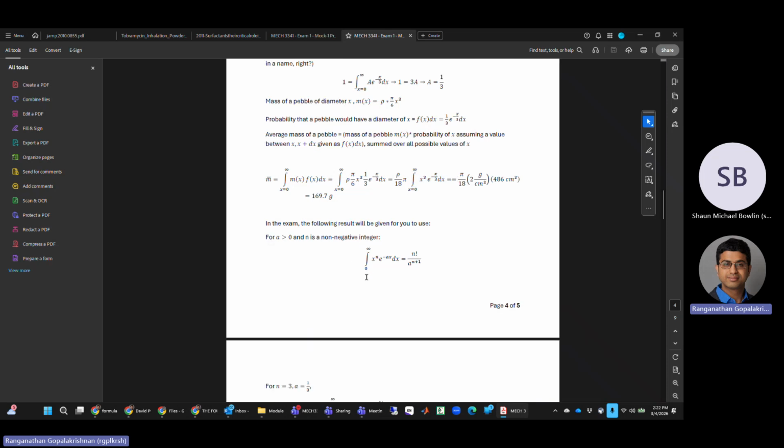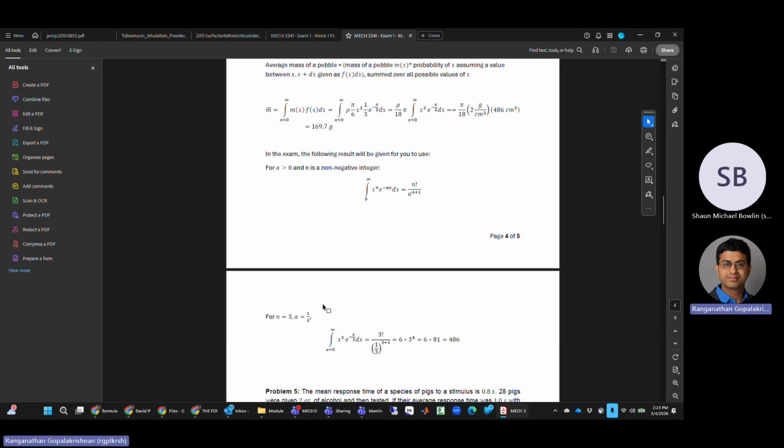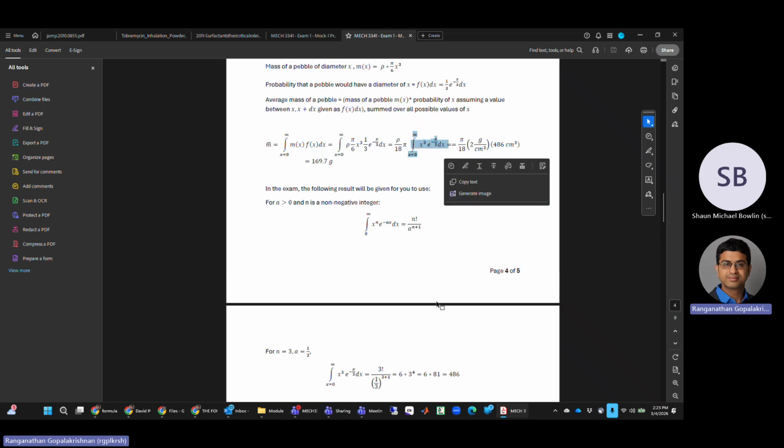So in the exam, I'll provide you such a formula which says, if your integral looks like this, where n is a positive integer or non-negative integer and a is a positive number, n factorial divided by a raised to the n plus 1 is your integral. All you have to do is apply your values of n and a in your situation and compute that integral. Asking you to do integration by parts is not the point.